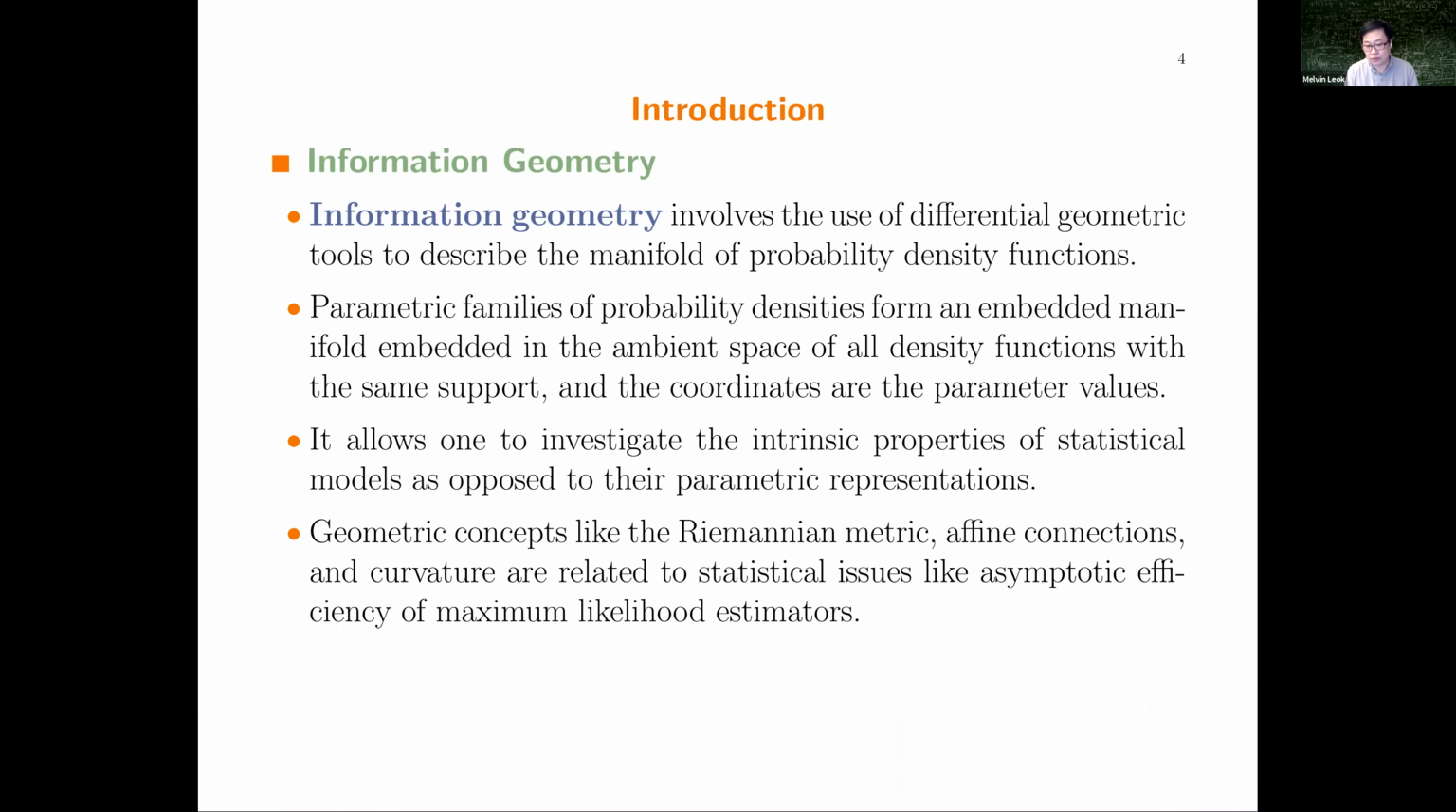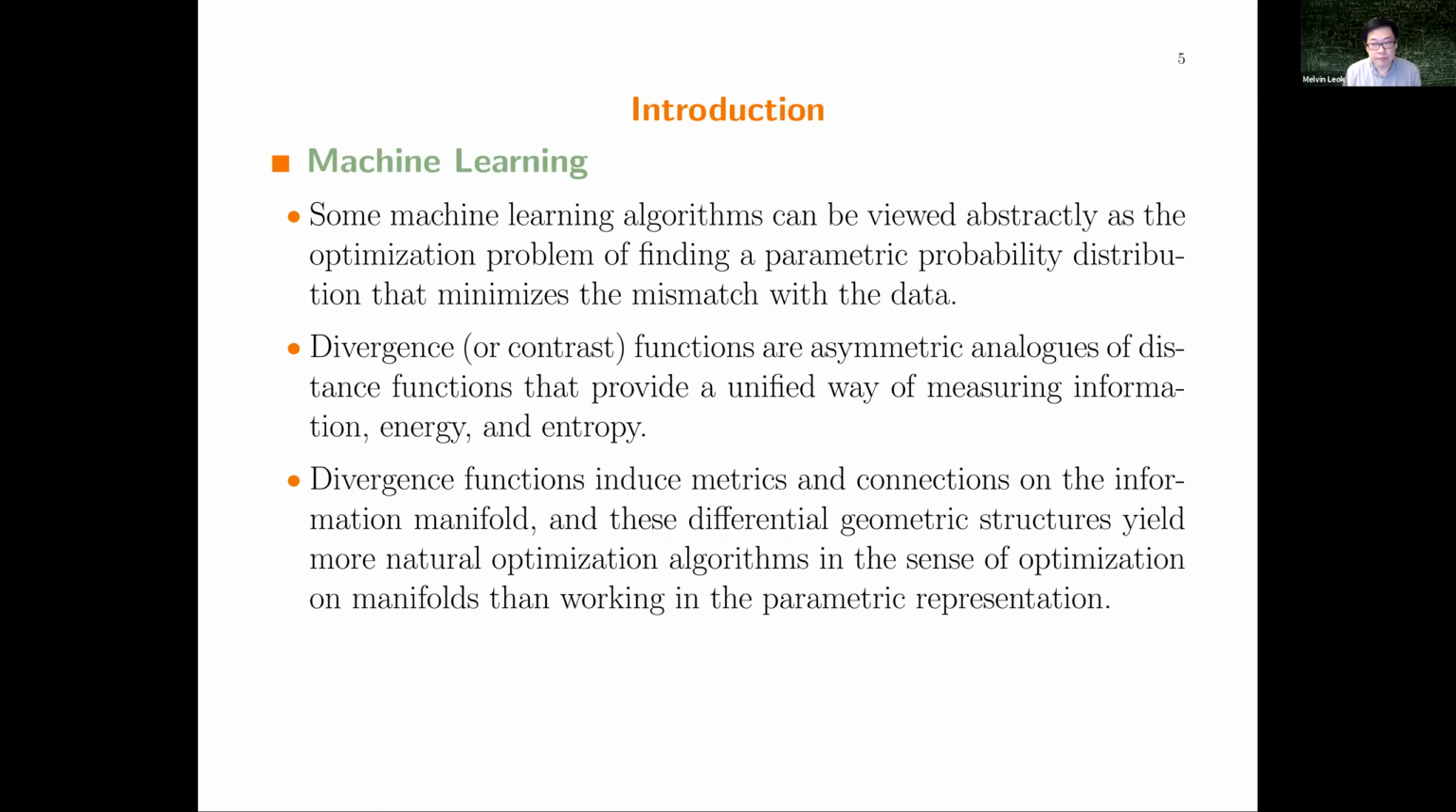And these in turn out to be related to statistical issues like the asymptotic efficiency of maximum likelihood estimators. So it tells you something about the approximation properties, if you will, and that the approximation properties are in some sense constrained by geometric properties of the space of probability distributions you work with. Okay, so how is this then connected to machine learning?